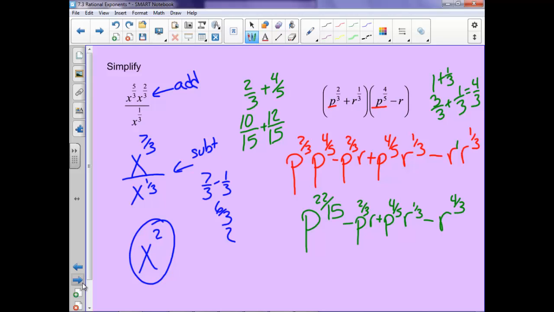One thing to note here, you do need to leave both of these exponents as improper fractions. If you were to write the exponent as 1 and 1/3, it loses meaning as far as roots. So you do need to keep them as improper fractions. And that is the end of this section.